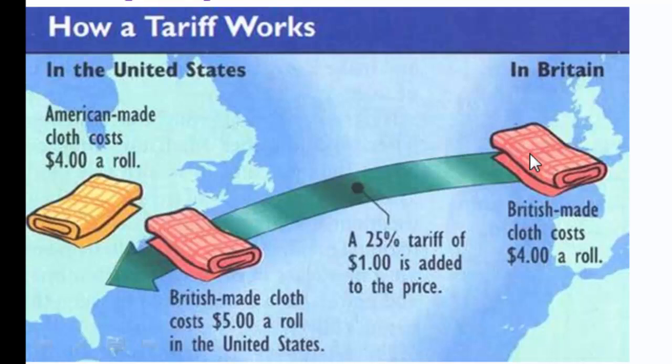Well, if England wants to sell it in the United States, then they have to pay a $1 tariff per roll, so their price now becomes $5 a roll, and that's how tariffs protect American businesses, because they keep our prices lower. Now, if both of these items are basically the same, most people are going to buy the cheaper item, and in this case it would be American.